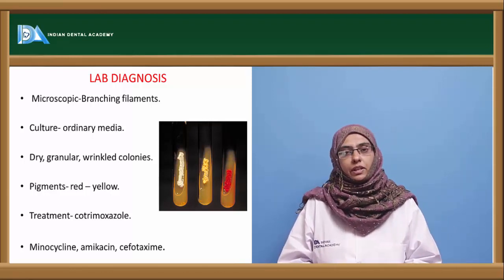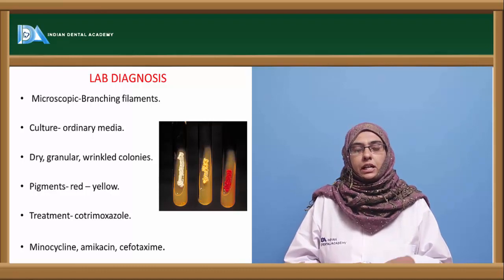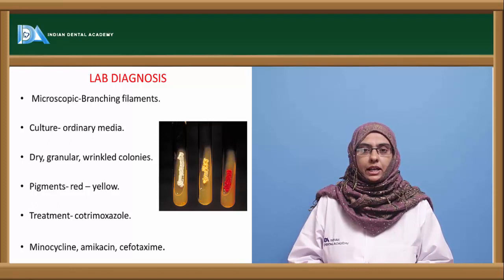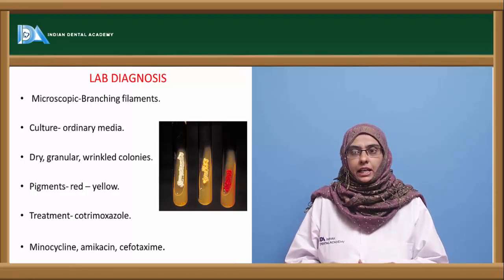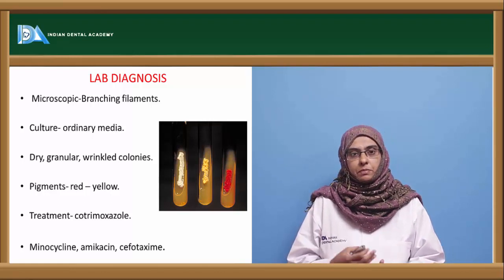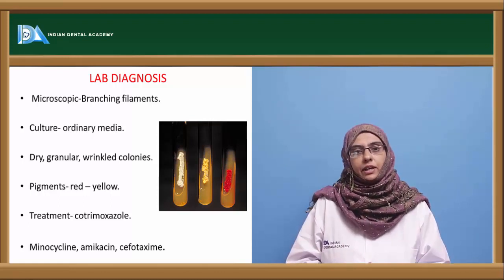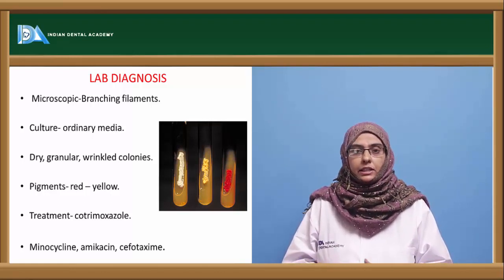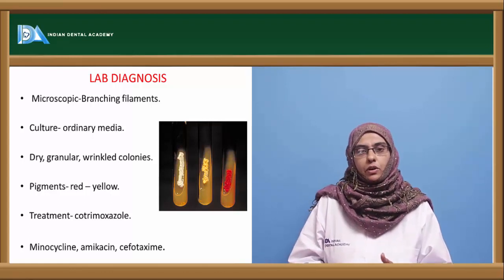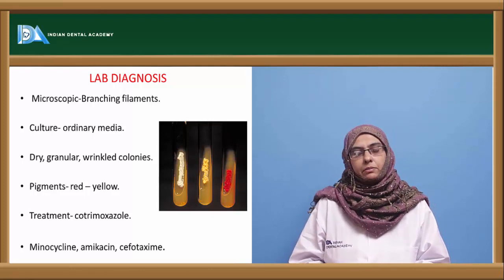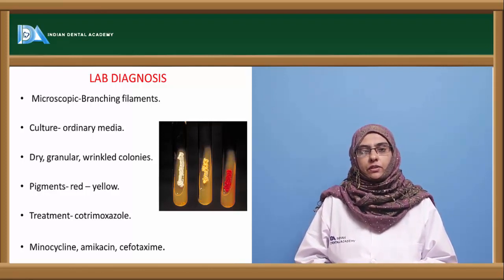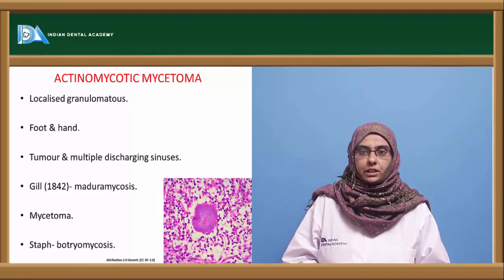This organism grows very well in ordinary media, and the colonies they produce on ordinary media are dry, granular, wrinkled colonies, able to produce pigment that ranges from red to yellow. So the presence of pigmented colonies helps in identifying this Nocardia species. The treatment is usually done with cotrimoxazole, which is given for a prolonged period of time. Apart from that, minocycline, amikacin and cefotaxime are other choices of antibiotics that are used to eliminate the infection.